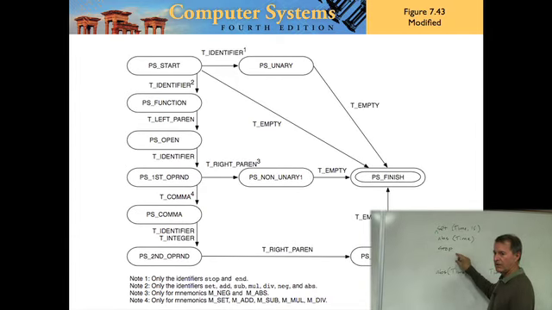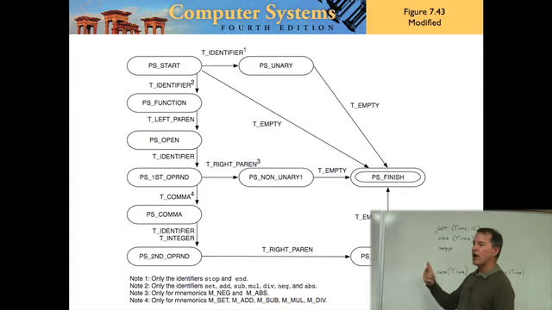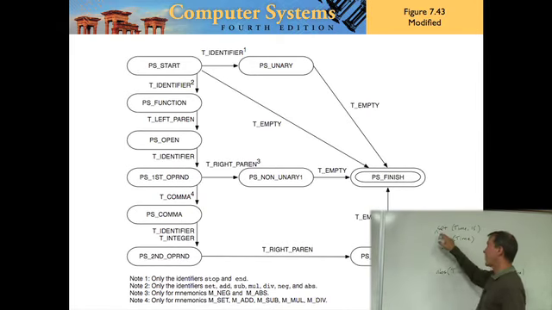Are you with me? Do we loop on start? The looping on the spaces, all that was taken care of with the tokenizer. So you don't loop on space. All those spaces were taken care of with the tokenizer. This reads one token.